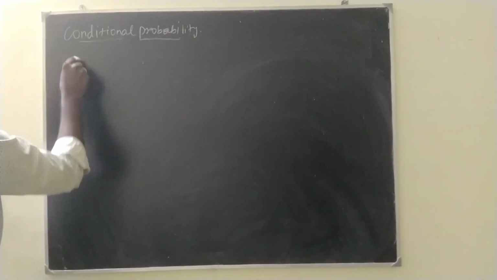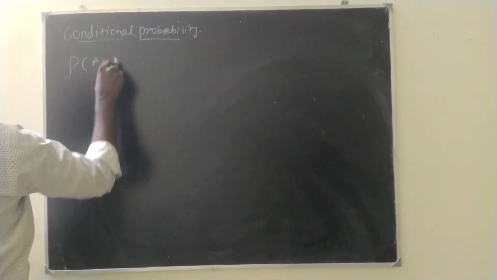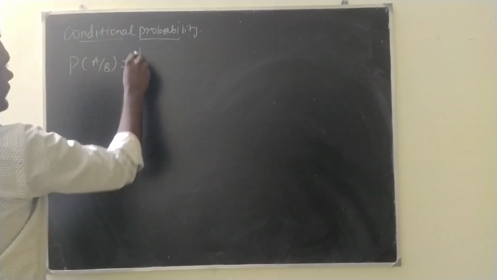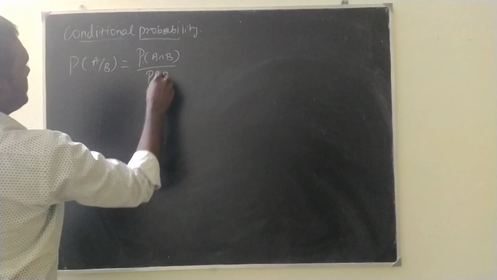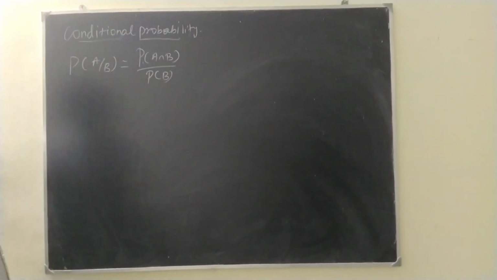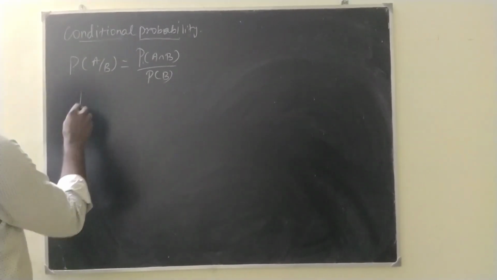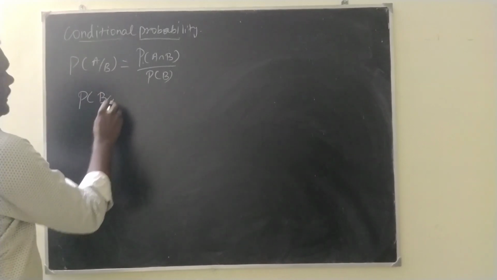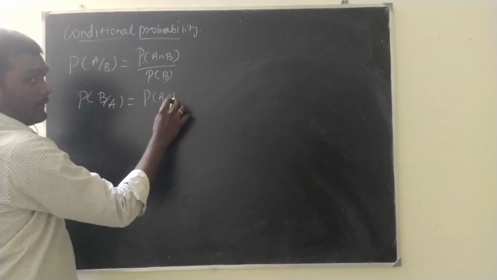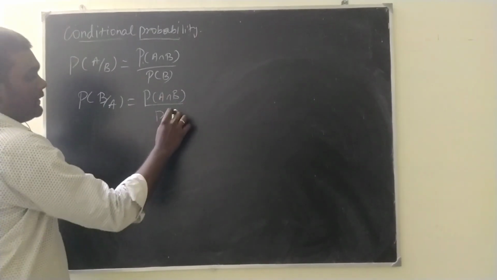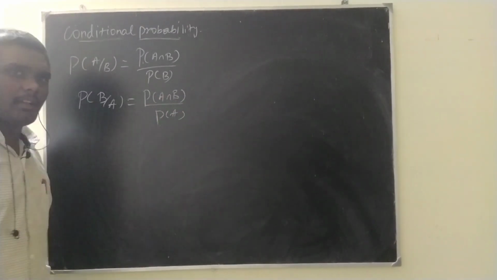See the definition: P of A given B is P of A intersection B divided by P of B, or else P of B given A is P of A intersection B by P of A. Either way we will write.